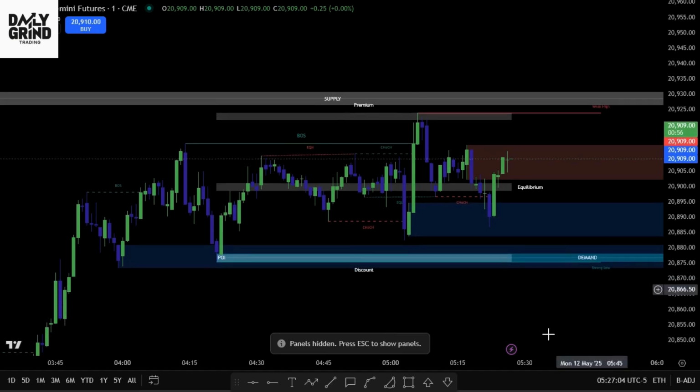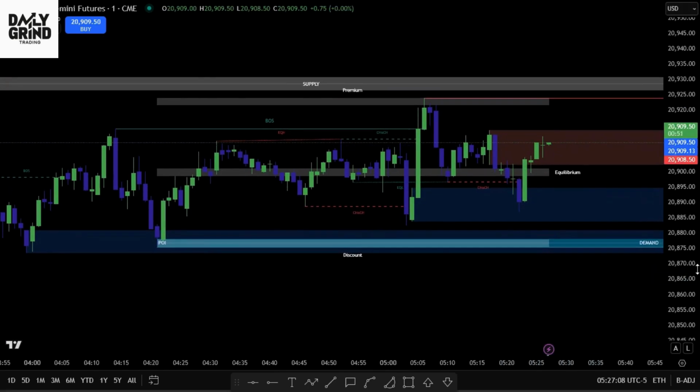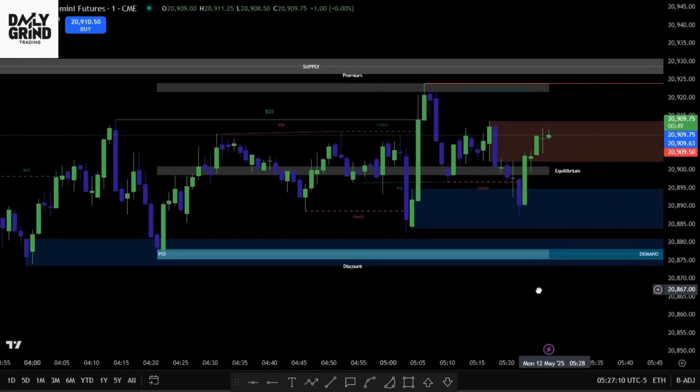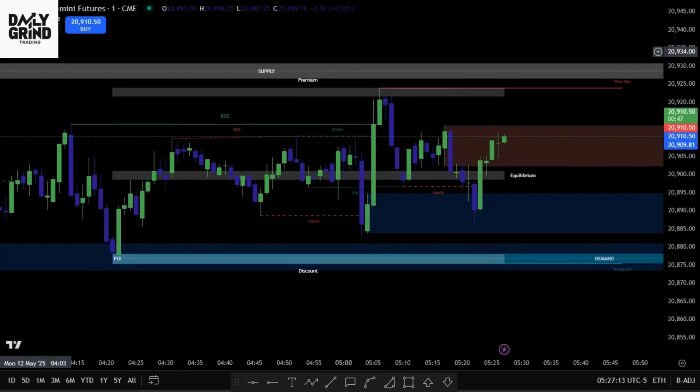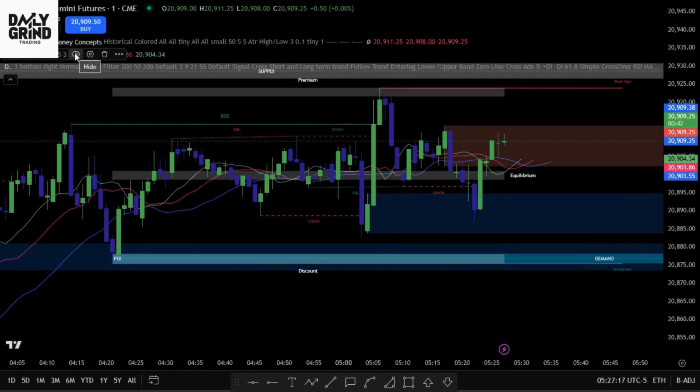And that is my setup that I will be using this week. And sometimes for direction, I might go and add on the alligator indicator.